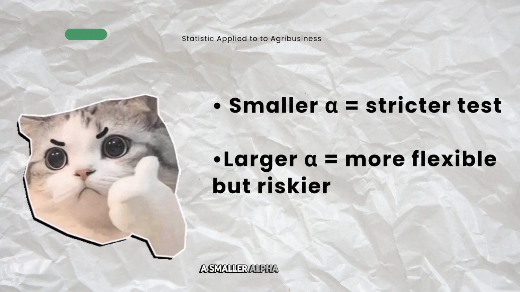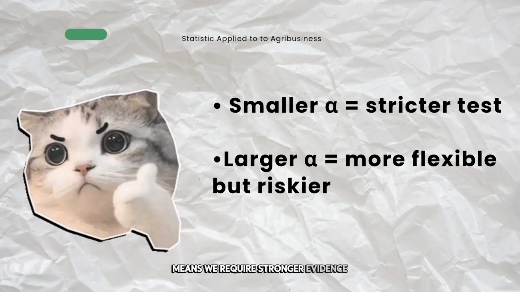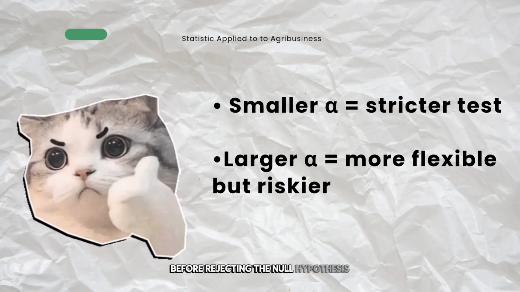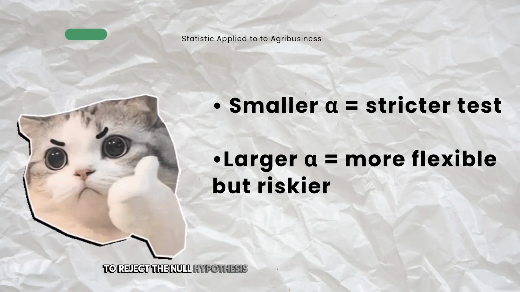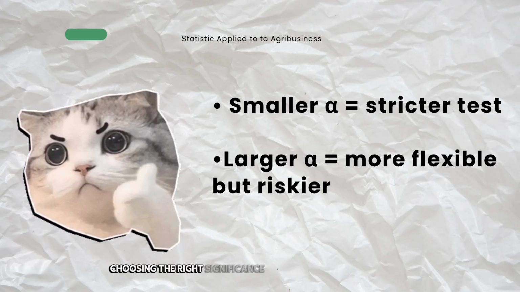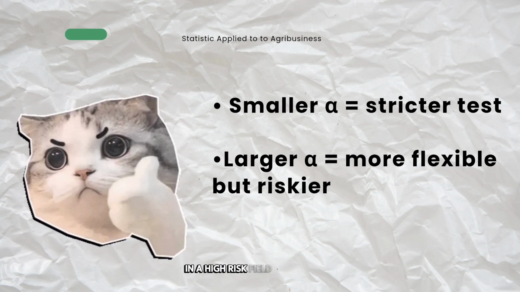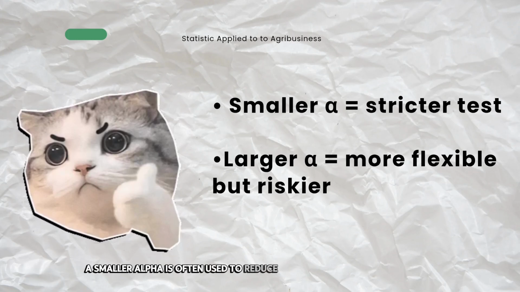A smaller alpha, like 0.01, means we require stronger evidence before rejecting the null hypothesis. This makes the test more strict. A larger alpha, like 0.10, makes it easier to reject the null hypothesis but increases the chance of error. Choosing the right significance level depends on the situation. In a high-risk field like medicine, a smaller alpha is often used to reduce the chance of false conclusion.